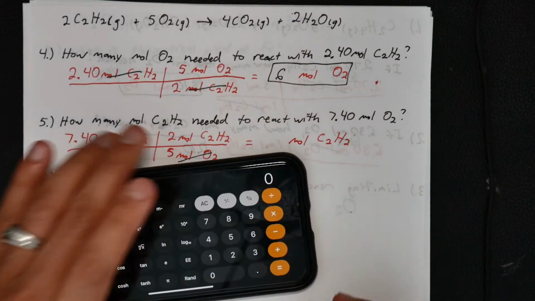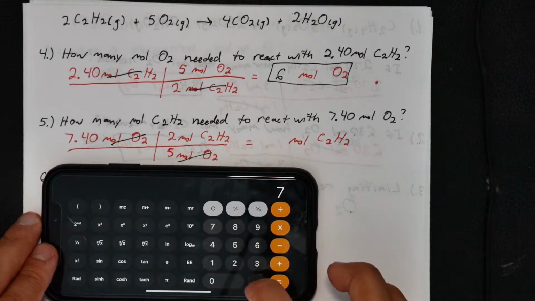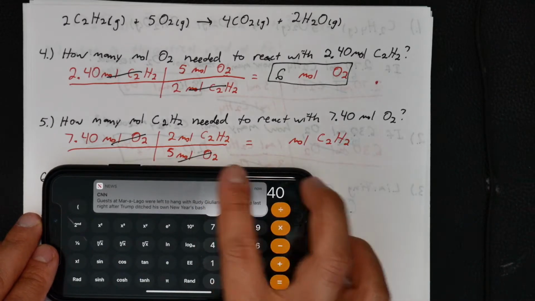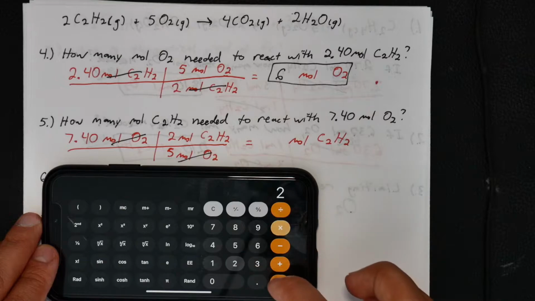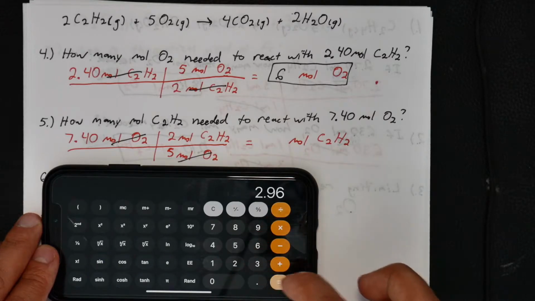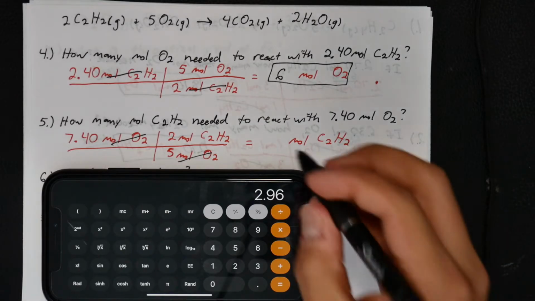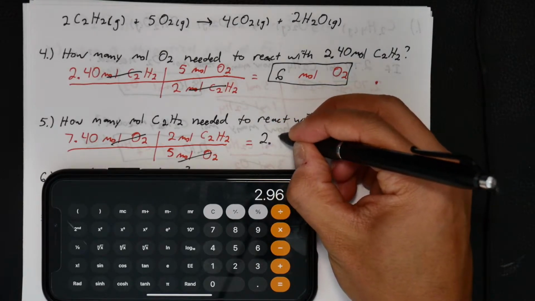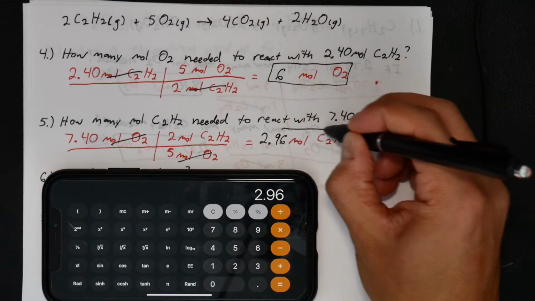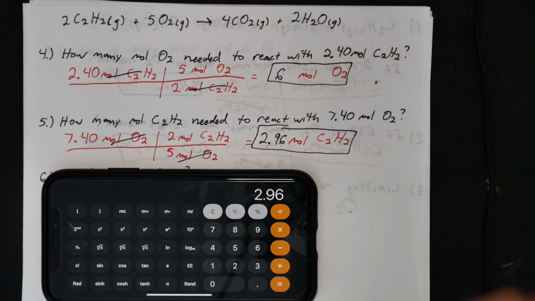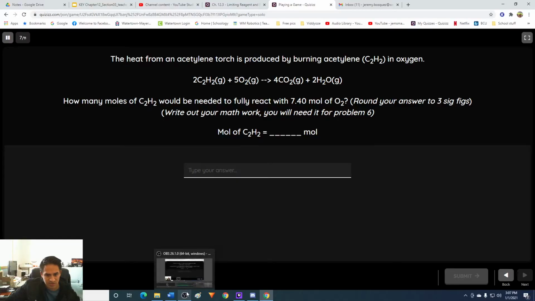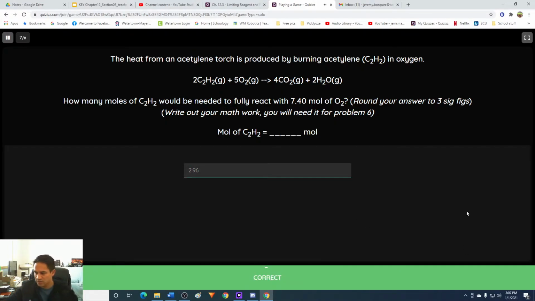And again, math-wise, we're going to take 7.40 times that by 2, divide that by 5. We get 2.96. And the question does say round your answer to 3 sig figs, which this has 3 significant figures. So 2.96, I think, is what we are looking for. So let's again switch back to our quizzes. Let's type in 2.96, hit enter. All right, there we go. We're on a roll.